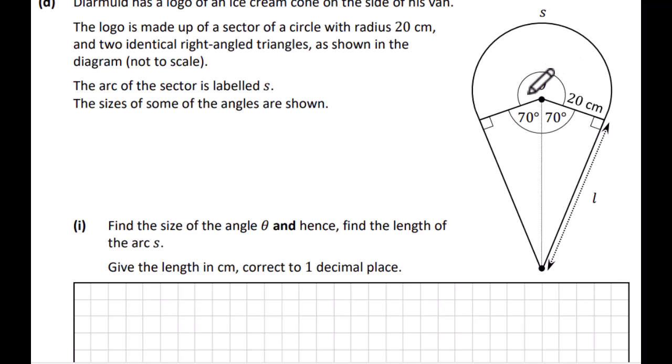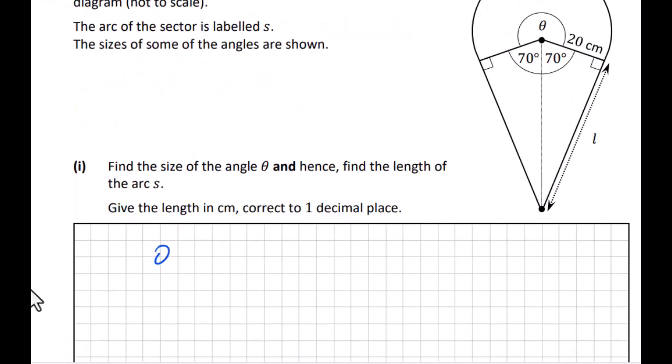So we've got to find this angle here, the angle from here to here. We're going to look at the fact that the entire circle is 360 degrees. We're going to subtract this 70, we're going to subtract this 70, and that'll give us theta. So theta is equal to 360 degrees minus 70 degrees minus another 70 degrees. When you do that, you get 220 degrees.